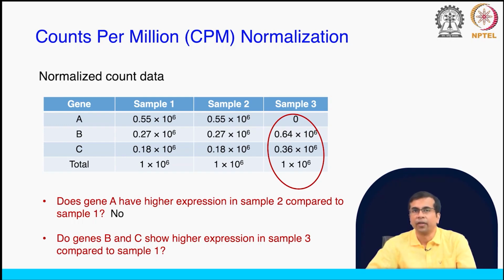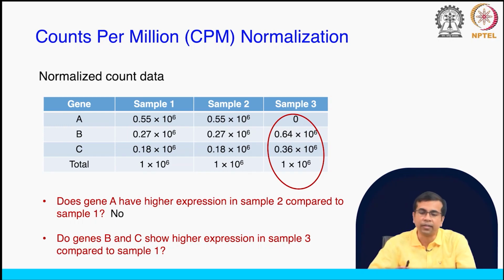And you might say that genes B and C show higher expression in sample 3 compared to sample 1 and sample 2. If you conclude that, it will be erroneous, because we have not addressed this RNA composition bias, which is occurring just because gene A's expression has gone down. Maybe B and C have not changed their expression, but because of the change in expression of gene A, the distribution of reads is such that gene B and gene C appear to be highly expressed.